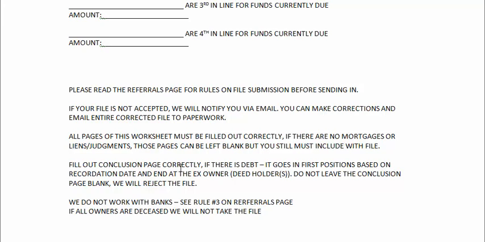Fill out the conclusion page correctly. If there's debt, it goes in first positions based on recording date and end of the ex-owner deed holders. Do not leave the conclusion page blank. We're going to reject it, guys. We do not work with banks. See rule number 3 on the referrals page. If all owners are deceased, we will not take the file.